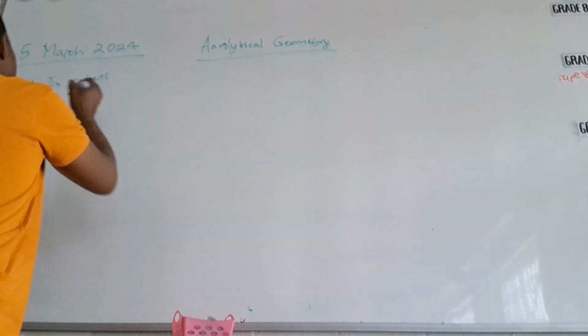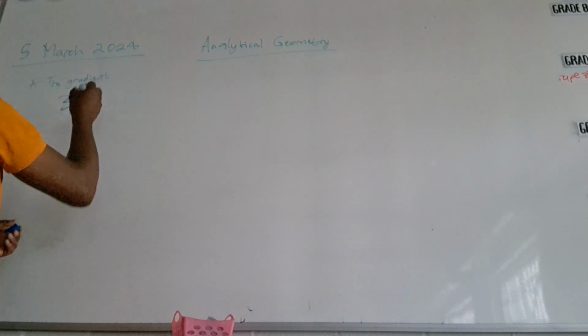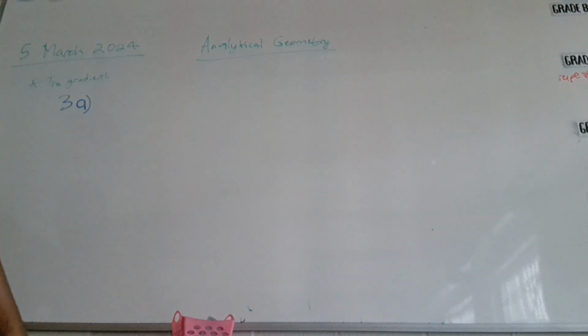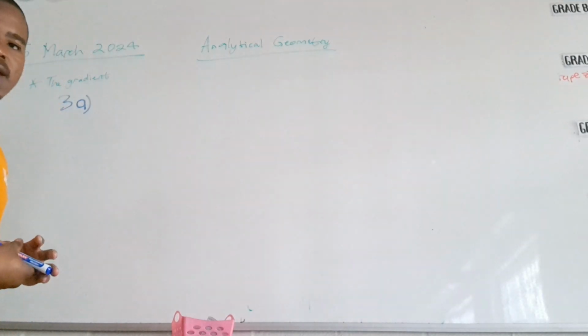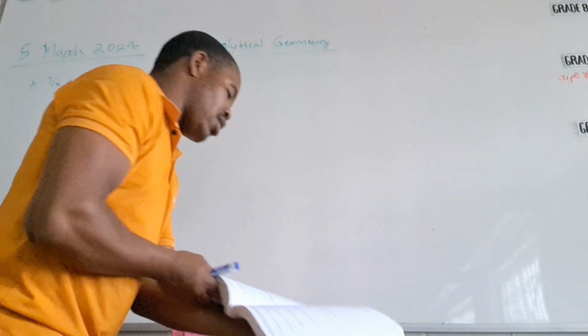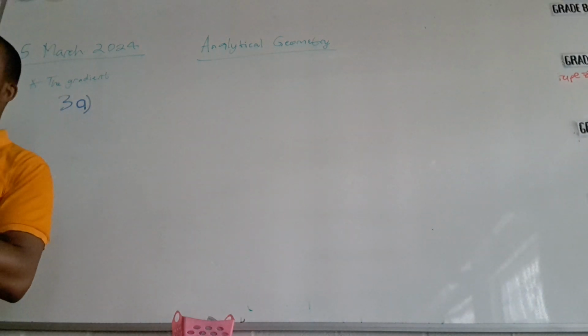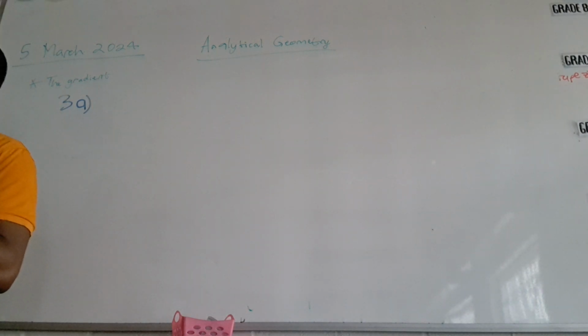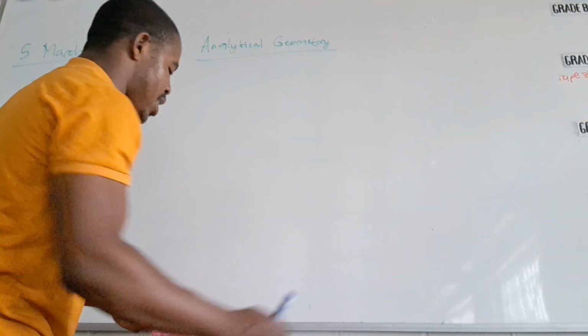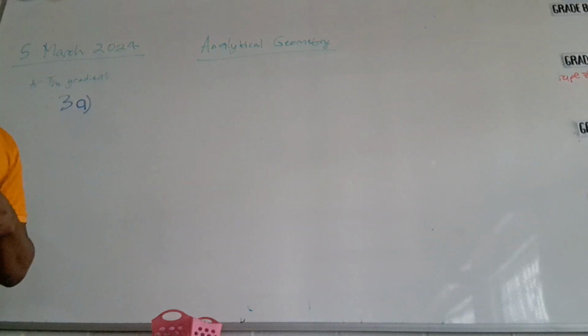Question number 3, I said only do 3A, right? Question number 3, I only asked you to do 3A. So they say calculate the gradients of AB and CD. In each case, state whether AB and CD are parallel to each other, perpendicular to each other, or neither parallel nor perpendicular. How do you check if two lines are parallel to each other? If the gradients are the same, it's parallel. If the product equals negative 1, then it's perpendicular. I only asked you to do A just so you can see how it's done, right?